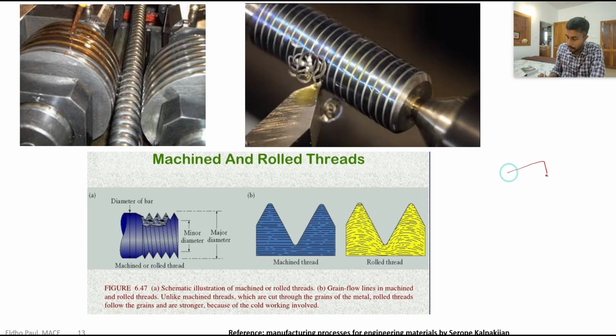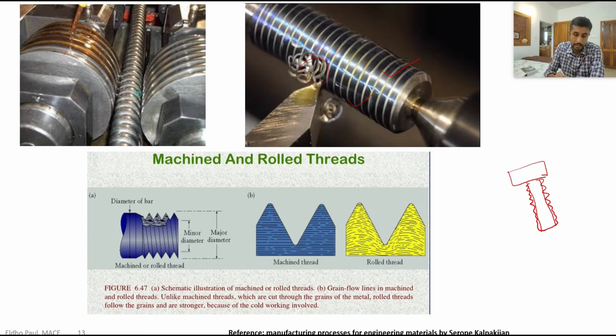See an example here. We have a threaded bolt, and this threaded bolt can be made with two processes. One process is the machining process. Using a conventional lathe, we can make this threaded bolt. We place the blank between the centers of the lathe, then force the tool against the workpiece and remove the material in the form of chips. At the end we get a threaded bolt from machining. So this is one process for making the threaded bolt.